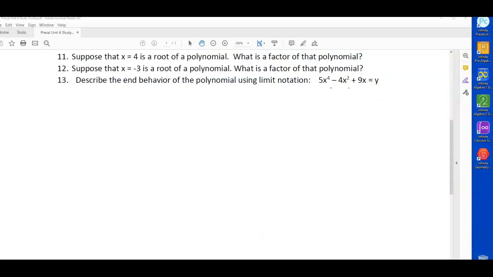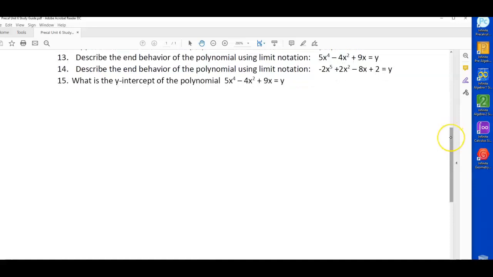So I'm going to let you guys handle number 14, and I'll move on to number 15. Number 15 is asking us to find the y-intercept of the polynomial. If you ever want to find a y-intercept, all you need to do is plug 0 in for x, and that works for every kind of function that's out there, actually. So all you have to do is plug 0 in for x.